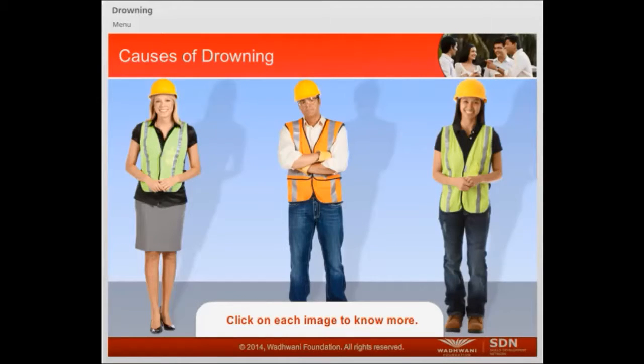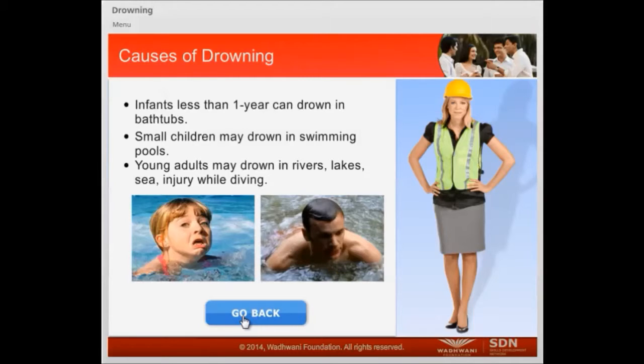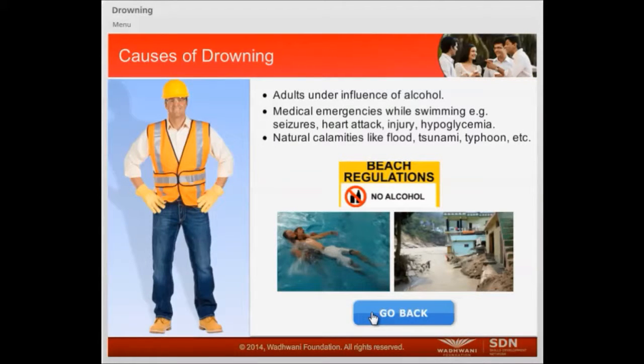Some of the causes of drowning are as follows. Click on each image to know more. Infants less than 1 year can drown in bathtubs. Small children may drown in swimming pools if left unattended. Young adults may drown in rivers, lakes, or sea due to injury caused while diving. Adults drown when under the influence of alcohol. Medical emergencies while swimming, like seizures, heart attack, injury, hypoglycemia, etc., result in drowning.